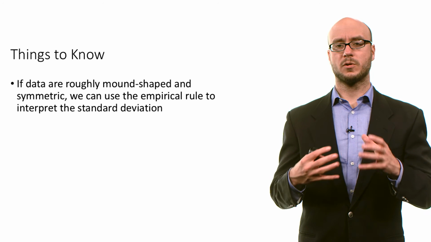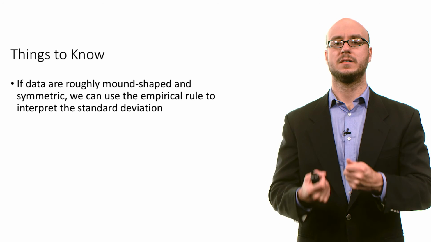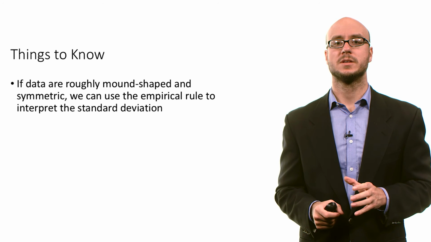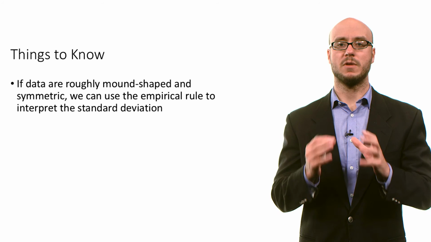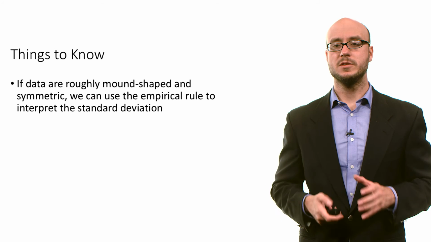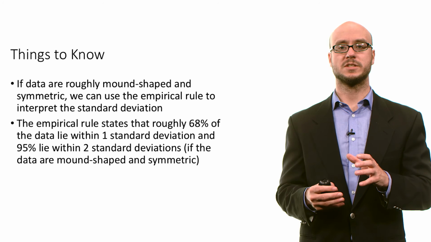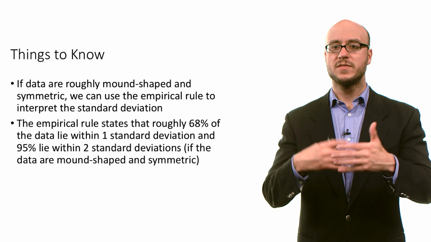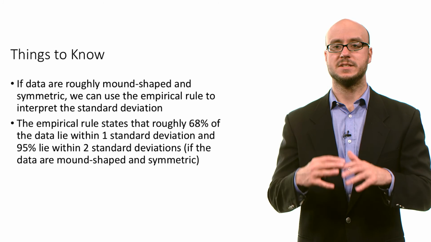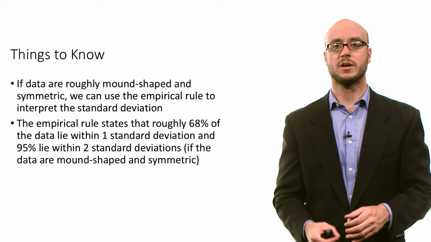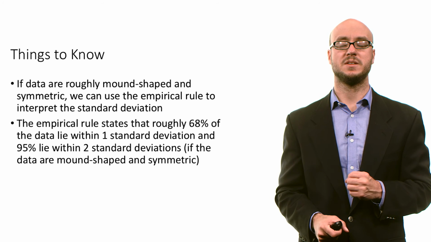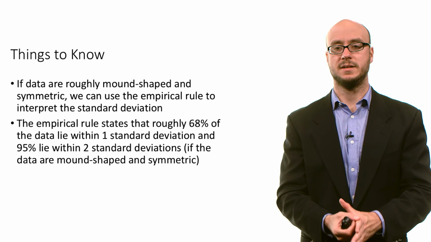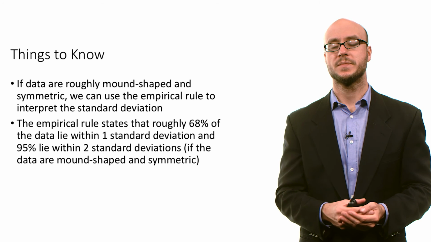So, things to know for the empirical rule and Chebyshev's rule. We can think of the empirical rule as helping us to understand what standard deviation is telling us under the particular circumstance in which we have mound-shaped and roughly symmetric data. We can then use the empirical rule to understand what's going on. And we can characterize the distribution by saying that if the distribution roughly has these properties of being mound-shaped and symmetric, we know that roughly 68% of the data lie within 1 standard deviation, and about 95% of the data lie within 2 standard deviations.